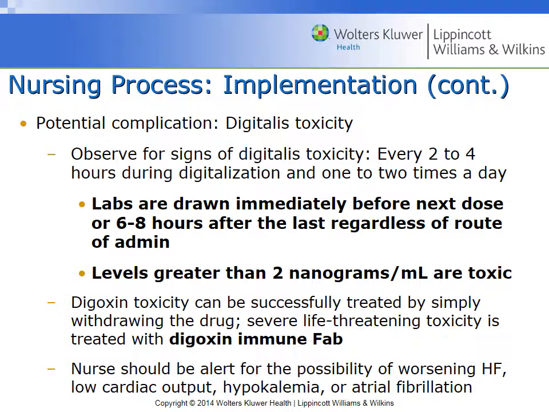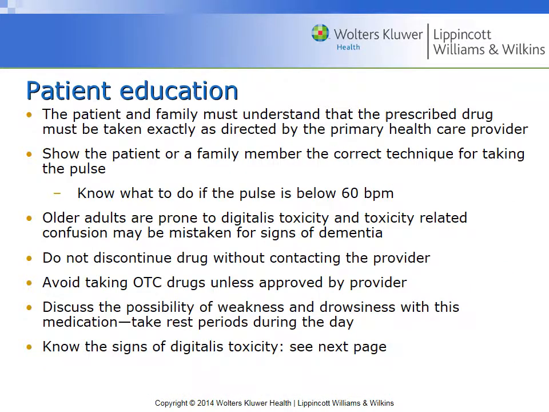Digoxin toxicity can be successfully treated by simply stopping the drug. It does have a short half-life, but if it's severe life-threatening toxicity, if we are seeing life-threatening arrhythmia, then we would administer digoxin immune fab. So that is the antidote to digitalis. The nurse should be alert for the possibility of worsening heart failure, low cardiac output, hypokalemia, or atrial fibrillation after they start giving this medication.